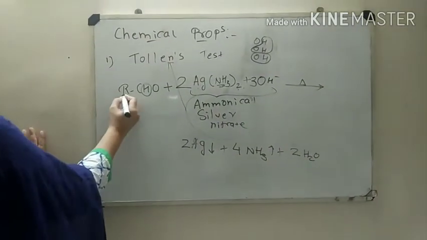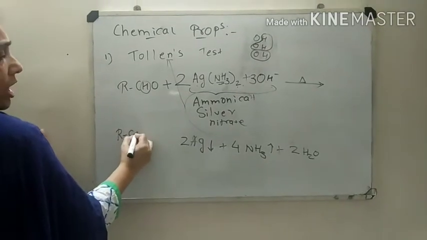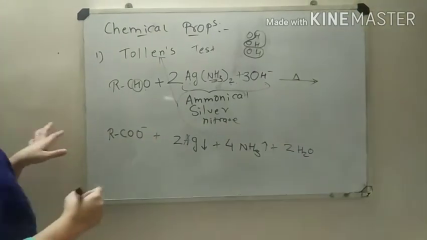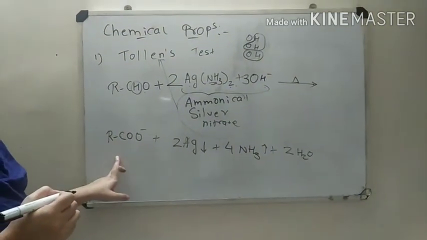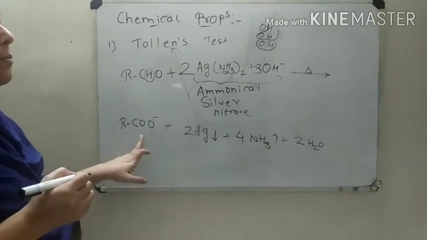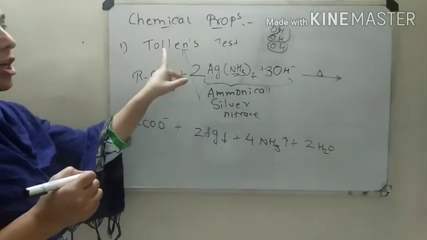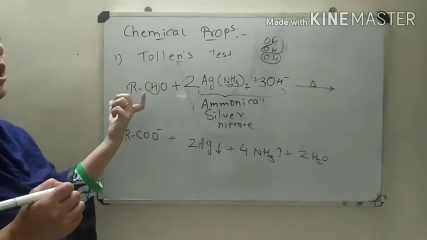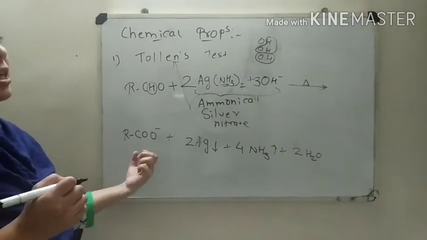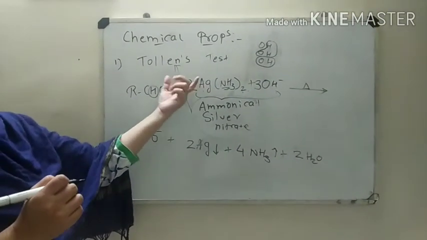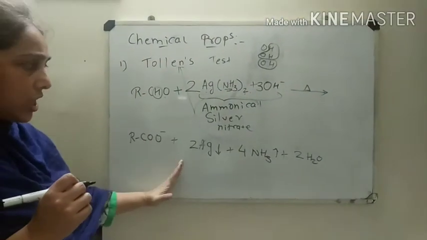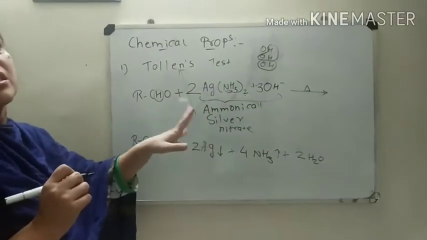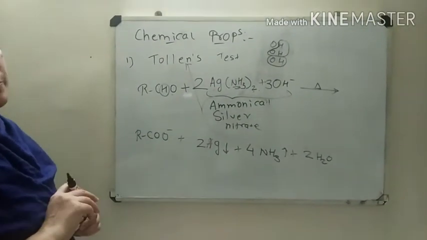And what is left? RCO and 1 oxygen from the OH minus. This is nothing but the carboxylate ion we get from the Tollens reagent. So this Tollens reagent oxidizes the aldehyde to the carboxylate ion and reduces Ag plus to Ag. Silver is formed inside the test tube, hence it is known as the silver mirror test.